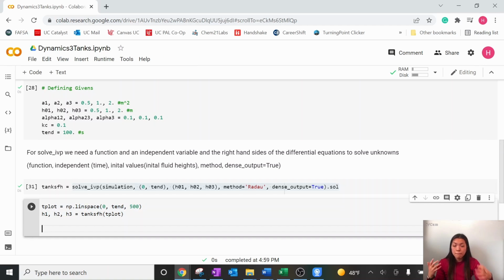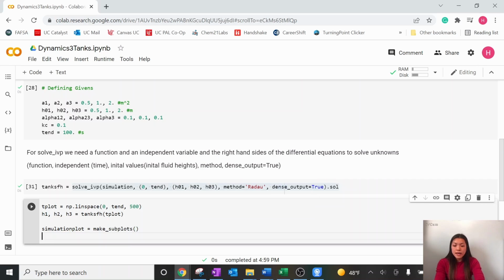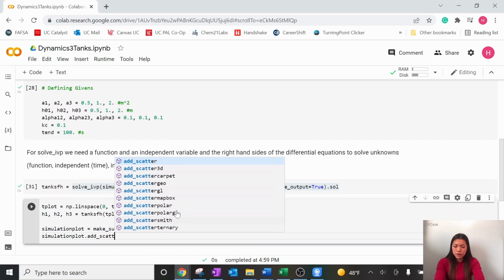And so now we can make our simulation. We are going to name it, that's just what we're going to name our plot, we can name it anything. Actually, let's just name it simulation plot. And so we are going to make subplots, make underscore subplots. This is going to create the plots. And then what we need to do is add to the plot. So we're going to add to the simulation plot. We are going to add underscore scatter.